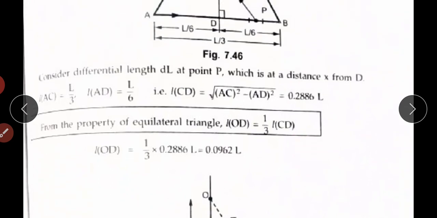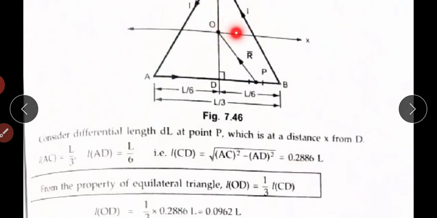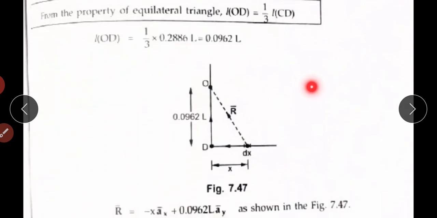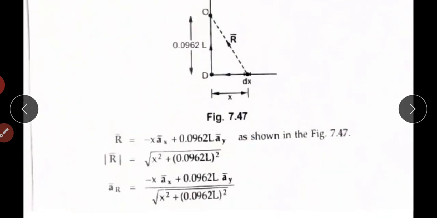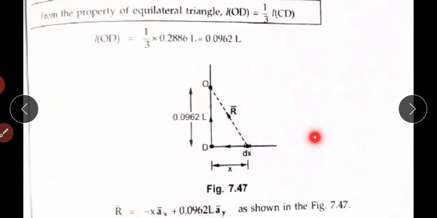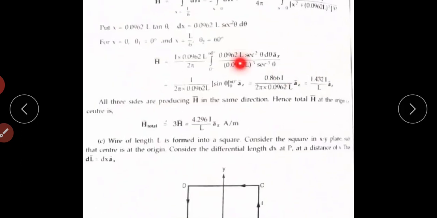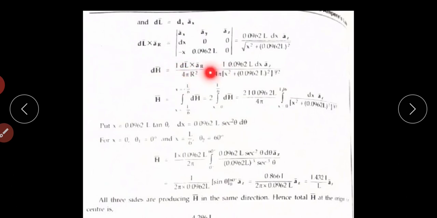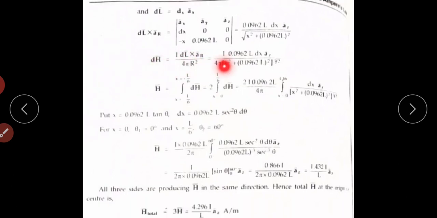Okay. So next we have to find the magnetic field intensity at this point. So consider a differential length at point P at a distance of x from the point D. We know that the differential magnetic field intensity dH bar equals I dL bar cross aR bar by 4 pi R square. So by using this formula, first we have to find the differential magnetic field intensity. Next, by integrating, we can find the total magnetic field intensity.